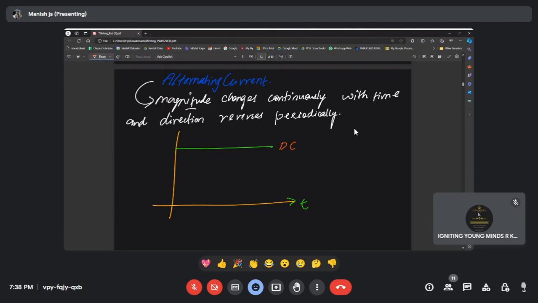But if I talk about AC, which is alternating current, it is going to be pretty different. Its magnitude is going to change with time, and I also told you it is varying sinusoidally. So this is how the graph will look. It is a sinusoidal curve.